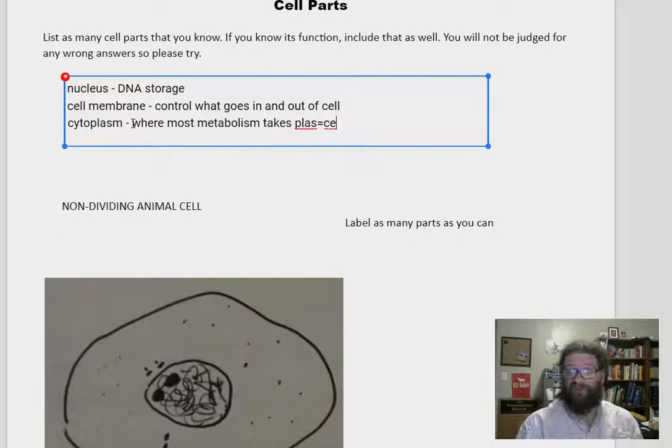Spell place right, shall we? Oh, look at that. Place. There we go. Cool. All right, maybe you got some other parts in there.